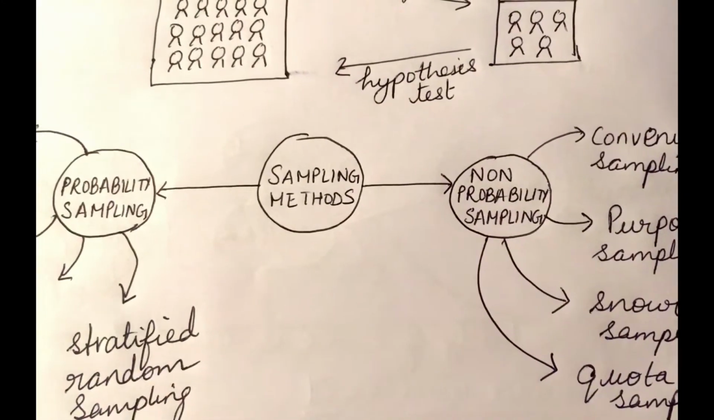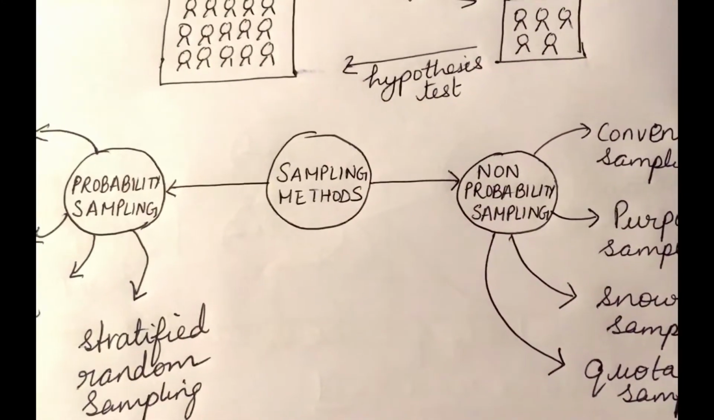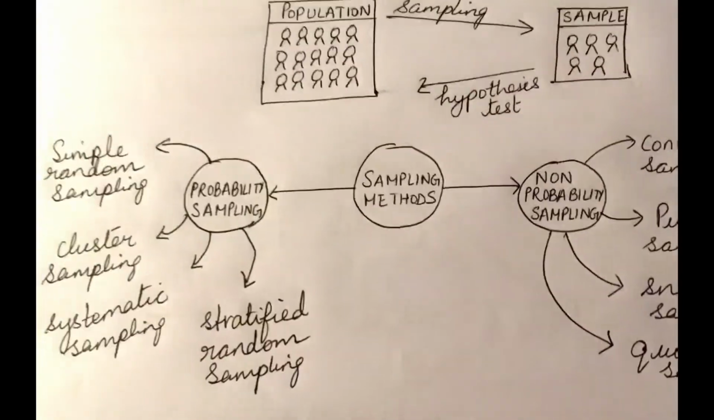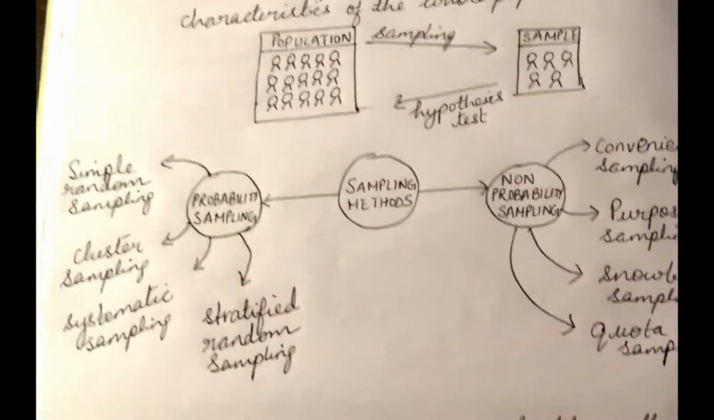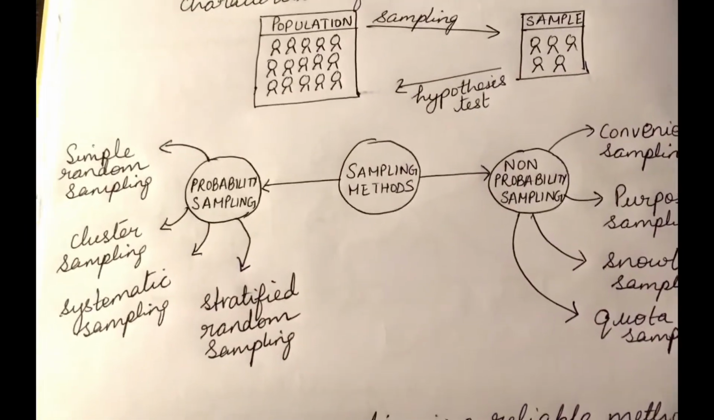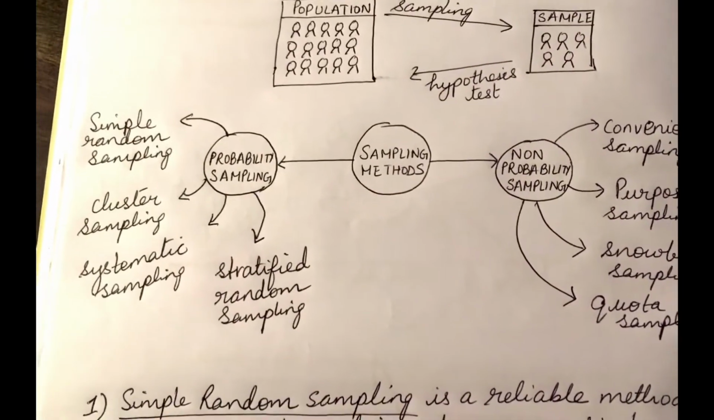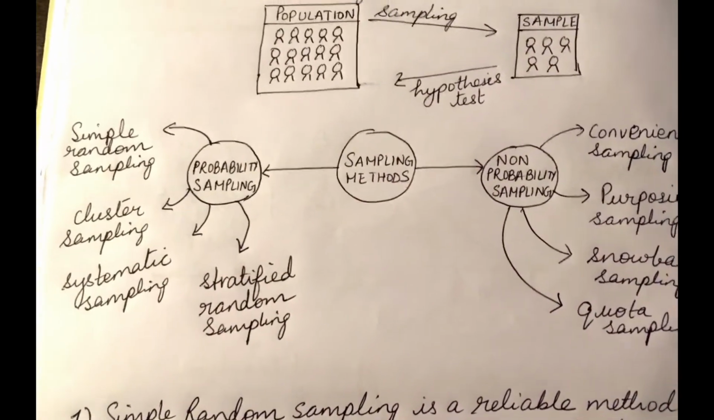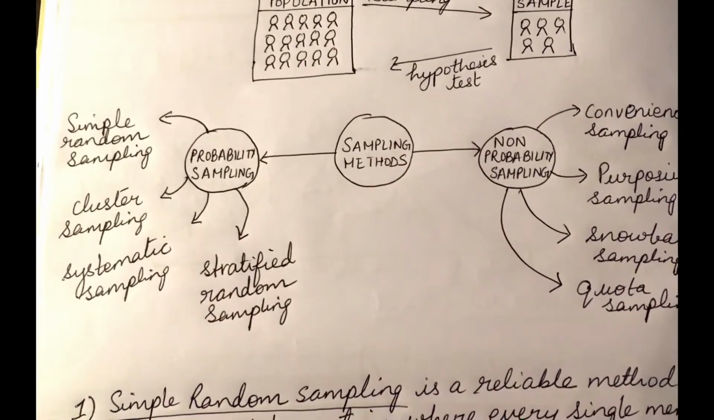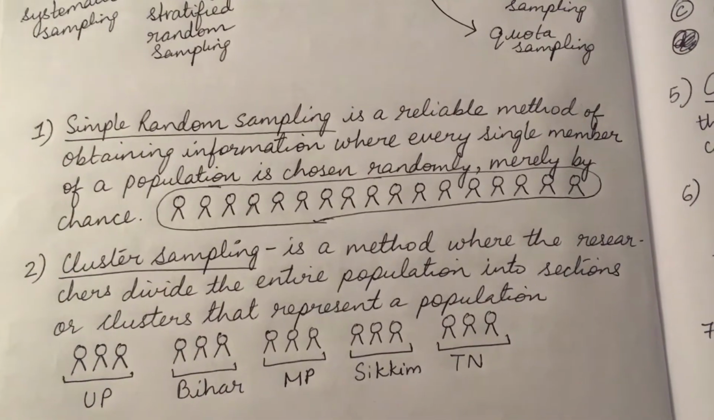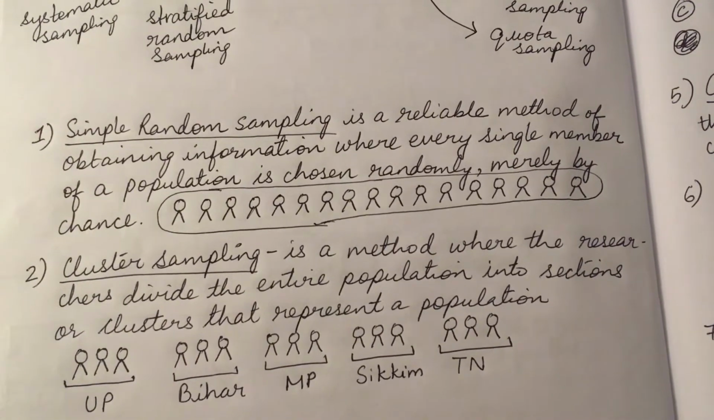Now, depending on your research question and your research criteria, you will have to choose probability sampling or non-probability sampling. Under probability sampling, again there are four types: simple random sampling, cluster sampling, systematic sampling, and stratified random sampling. We'll understand all these different methods in detail. Let's understand simple random sampling with an example.